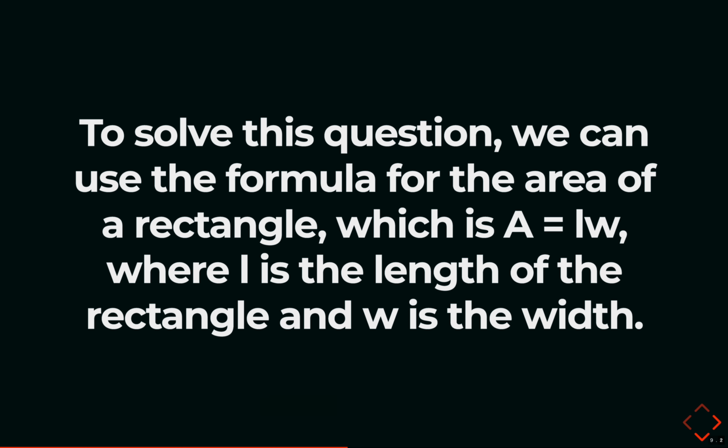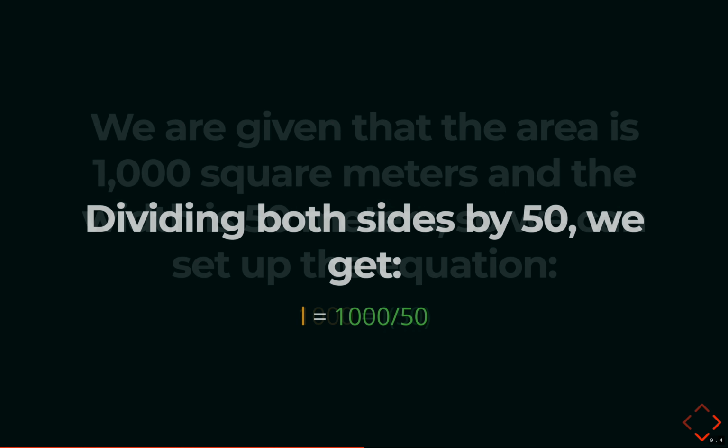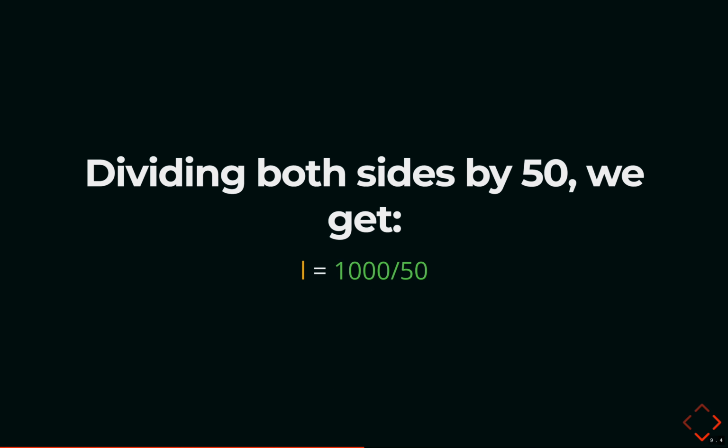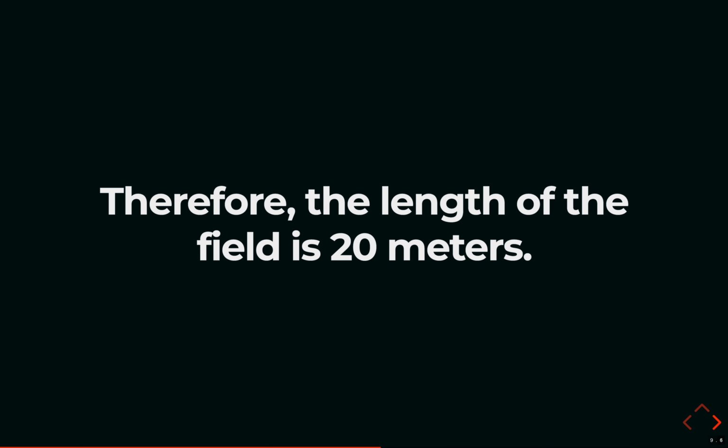To solve this question, we can use the formula for the area of a rectangle, which is A equals length times width, where L is the length of the rectangle and W is the width. We are given that the area is 1,000 square meters and the width is 50 meters. So we can set up the equation 1,000 equals L times 50. Dividing both sides by 50, we get L equals 1,000 over 50. Simplifying, we get L equals 20. Therefore, the length of the field is 20 meters.